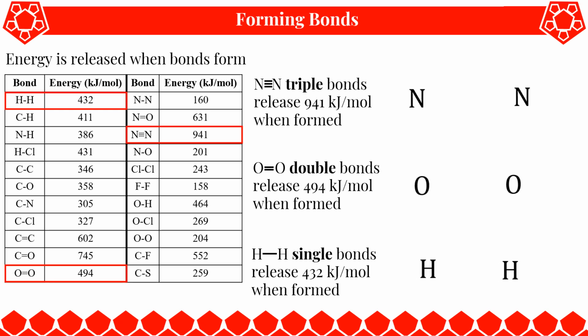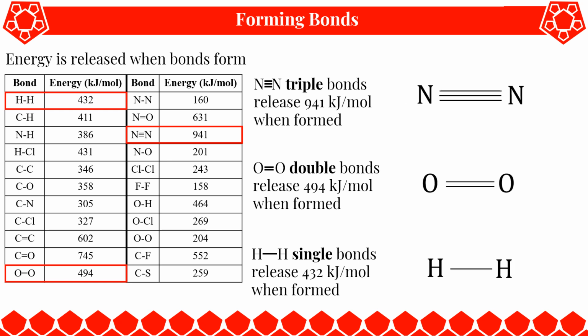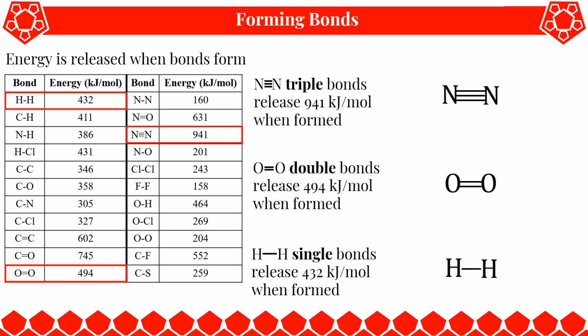So on the flip side, if 941 kilojoules per mole could break a nitrogen triple bond, when a nitrogen triple bond forms, that much energy is released. So if we watch here, as these bonds form, energy is released. And so that energy that we use to break those bonds is also the energy released when we form those bonds. So this nitrogen triple bond, which was super expensive to break, also gives us back a ton of energy when it forms.